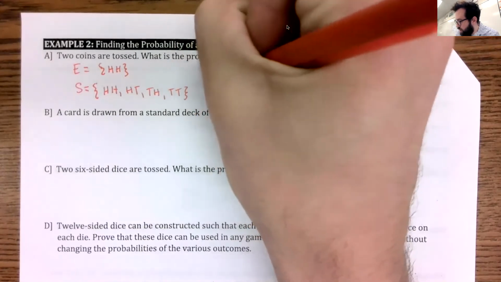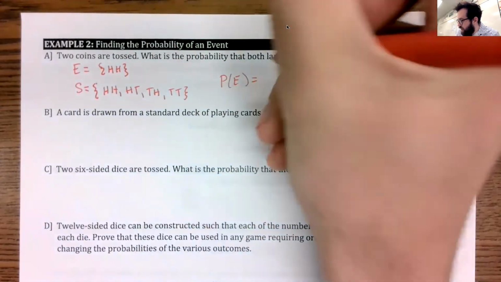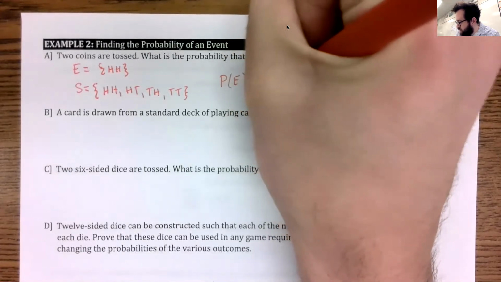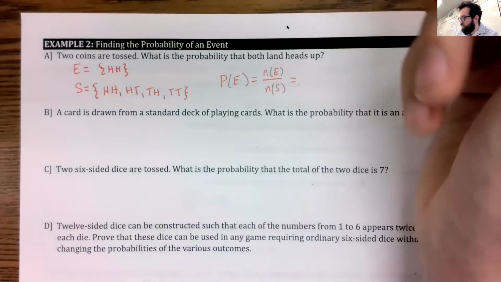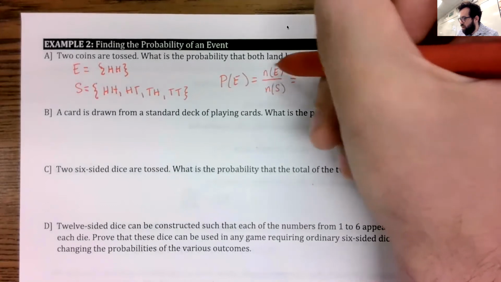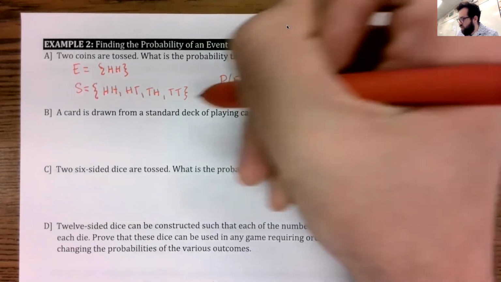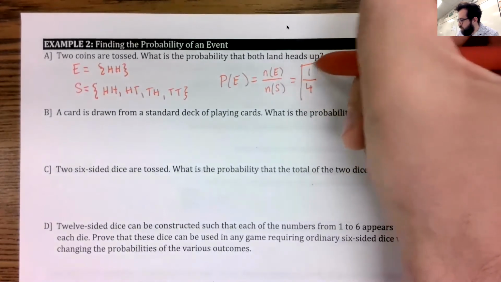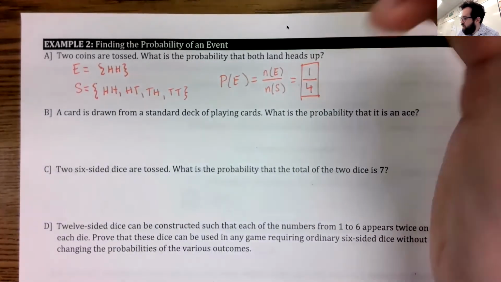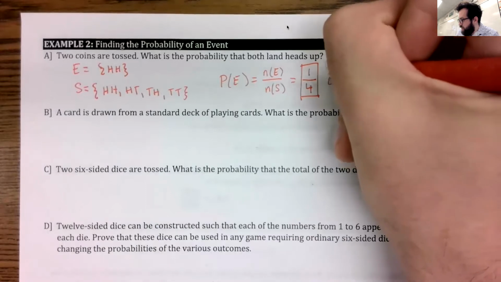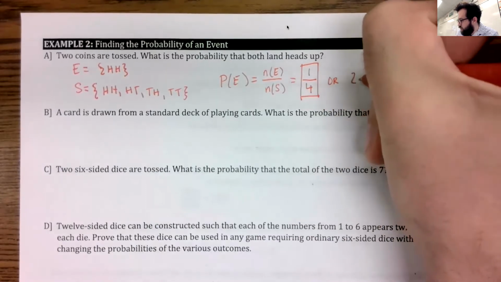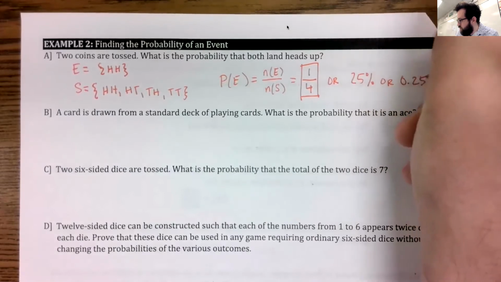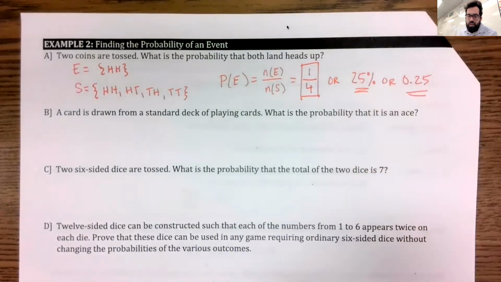So the probability of our event. And we don't usually write this fancy notation, but I'm going to write it just this once. So it's the number of occurrences of our event, which is 1, over the total number of occurrences in the sample space, which is 4. So we got 1/4. That's the probability. Probability can be listed as a fraction or a percent or a decimal. So any of these 3 answers are technically valid there.